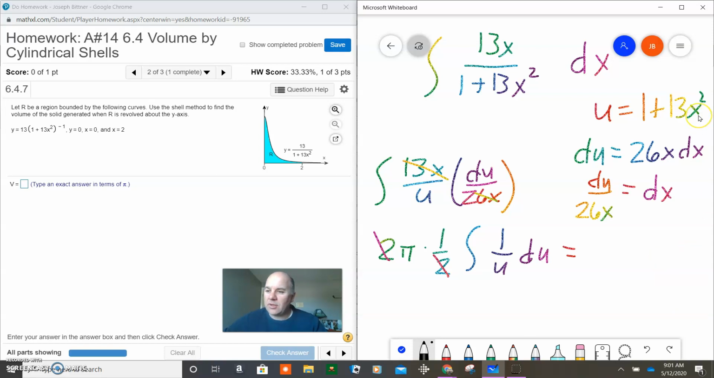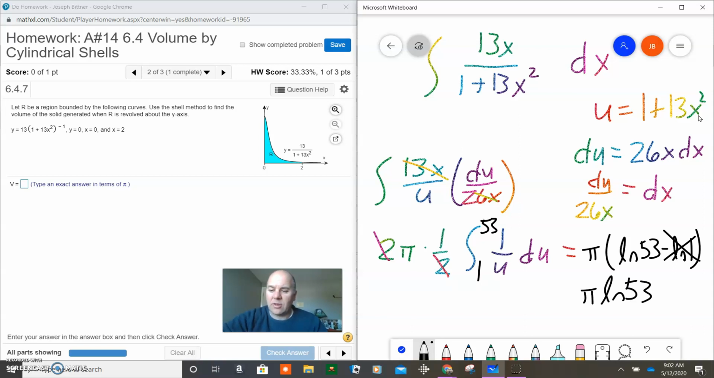x. So if I plug in 0 for this equation, I get back 1. If I plug in 2 for that equation, I get back 53. And now whenever I solve it out, I get pi natural log 53 minus natural log 1. Natural log of 1 is 0, so the final answer is pi natural log 53. Even if you go through the question help, they'll go through the exact same process and procedure.